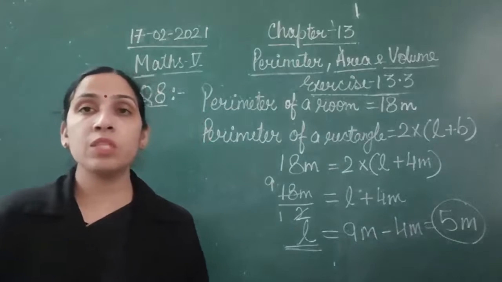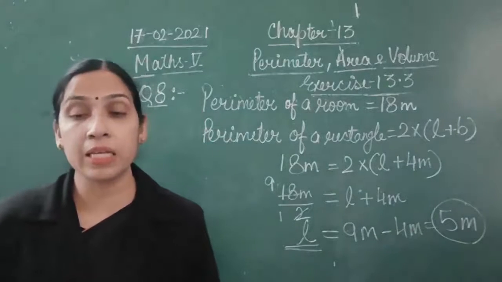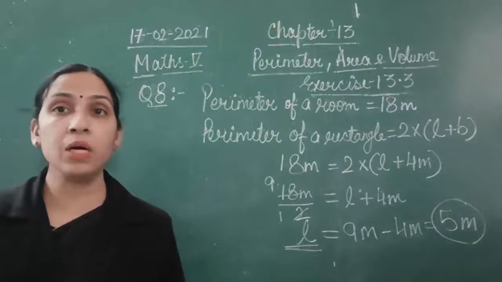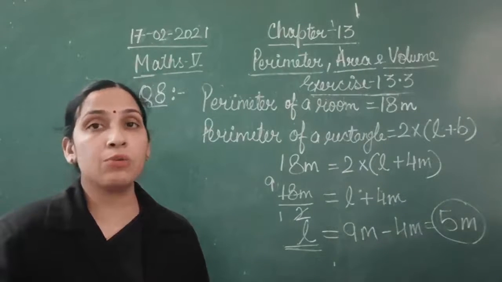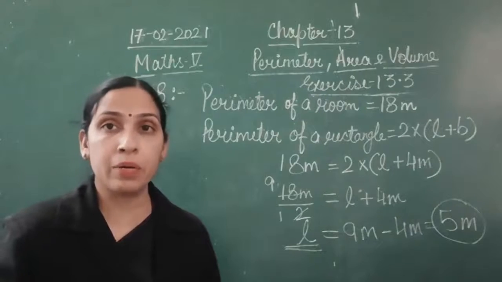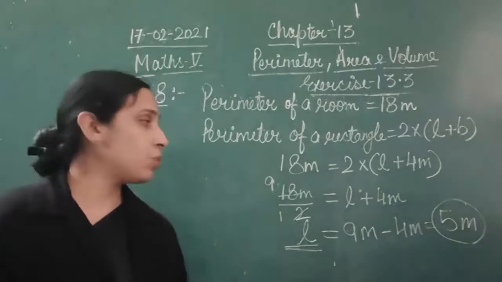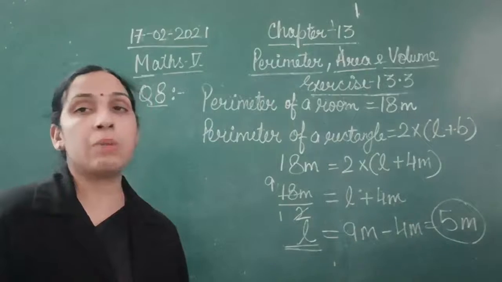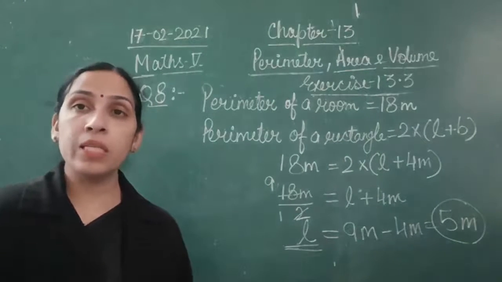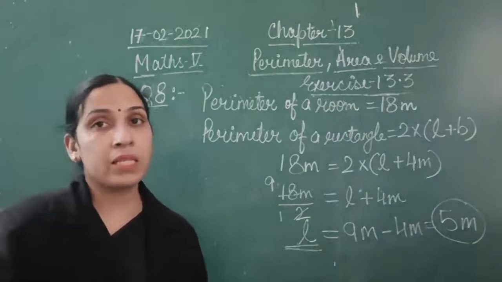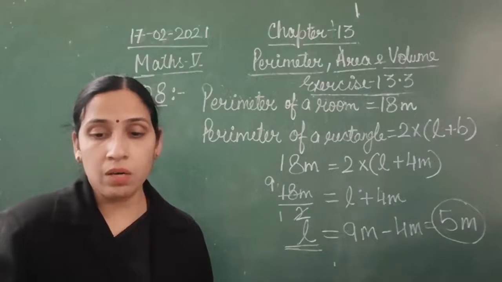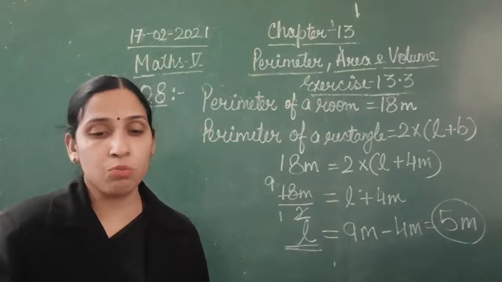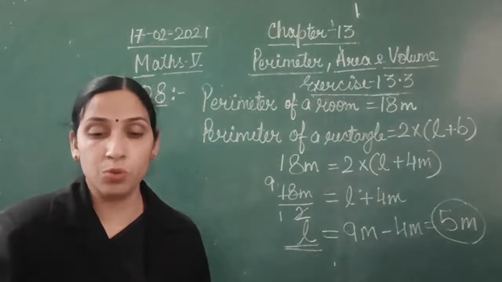Now the next part of this question is to find the area. How do we find the area of this? You know the formula for the area of a rectangle: length multiplied by breadth. Put in the values, length is 5 meter and breadth is 4 meter, and then you will get the answer for the area of the rectangular room.